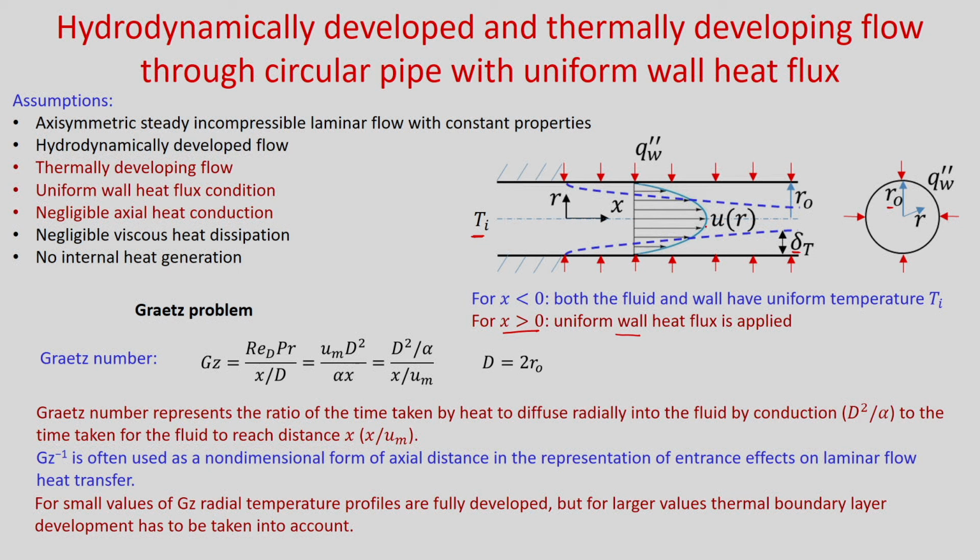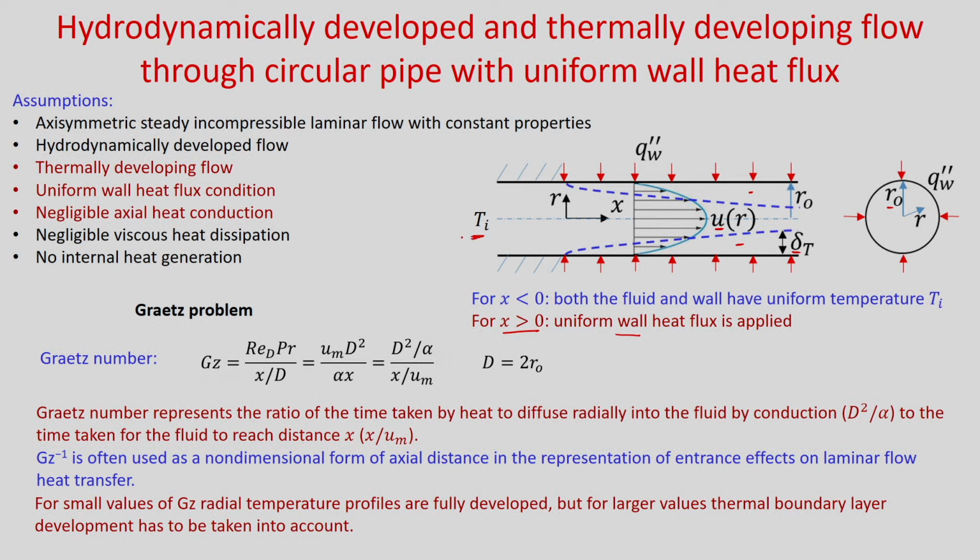So, we have considered hydrodynamically fully developed flow. So, you have velocity u which is a function of r only and it is a fully developed parabolic profile. However, your temperature profile you can see will vary inside the thermal boundary layer only, but in the core region it will remain at temperature Ti.